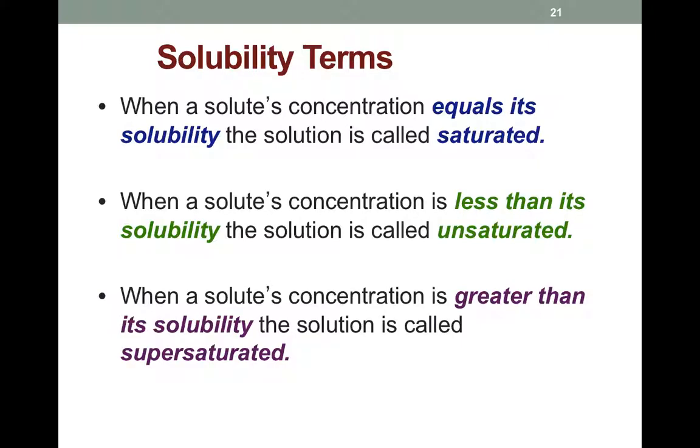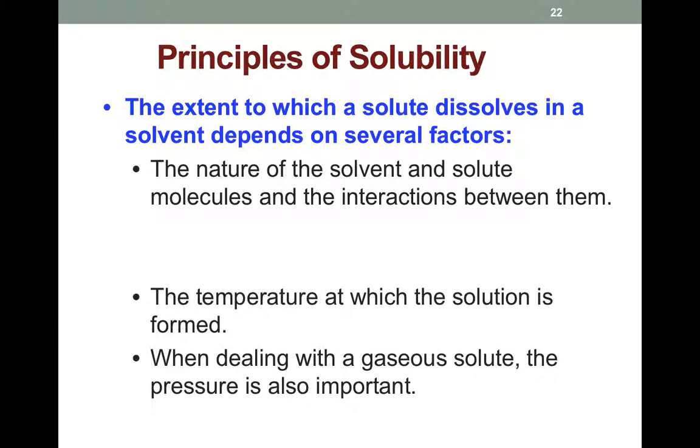When the solute's concentration is less than the solubility, we will not see any solid. It could be saturated, but it could be unsaturated, so you would have no way of telling without consulting a chart. And when the solute's concentration is greater than its solubility, the solution is called supersaturated. That solution is very unstable. The smallest change will cause the solid to crystallize out.